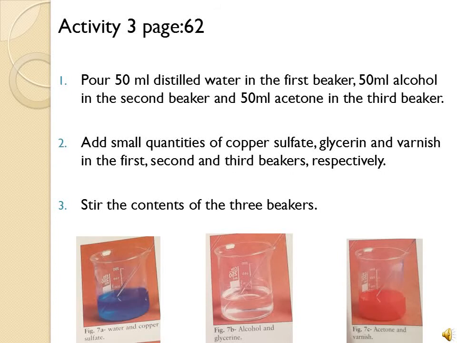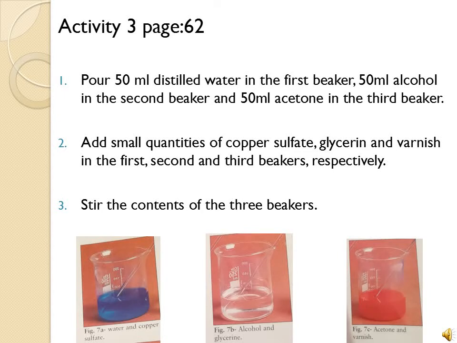Now please open your books to page 62 and let's read together activity number 3. Pour 50 ml distilled water in the first beaker, 50 ml alcohol in the second beaker, and 50 ml acetone in the third beaker. So I have 3 beakers. In the first beaker I put distilled water, in the second one alcohol, and in the third one acetone. The second step is to add some quantities of copper sulfate, glycerine and varnish in the first, second and third beakers respectively.